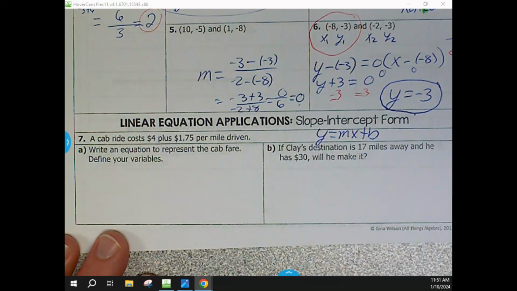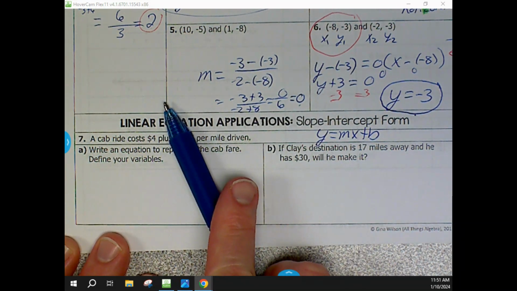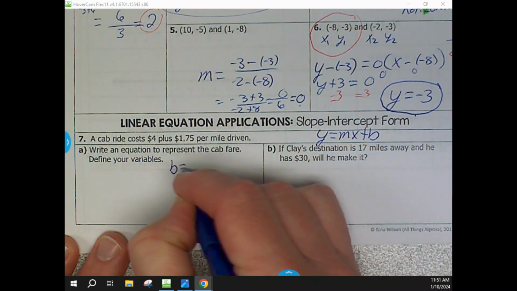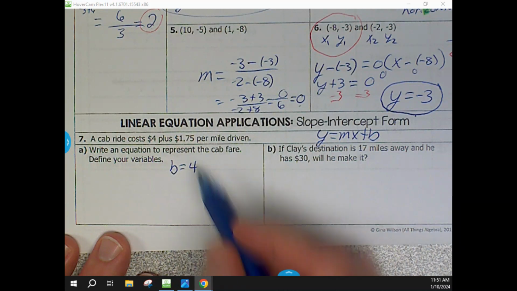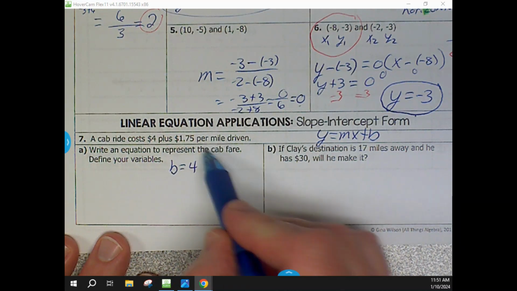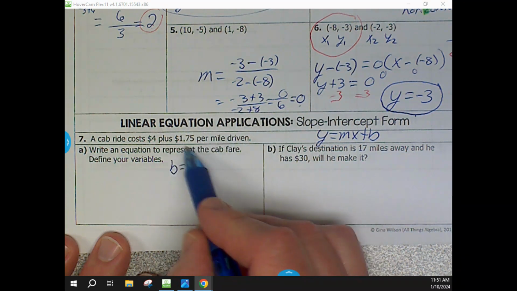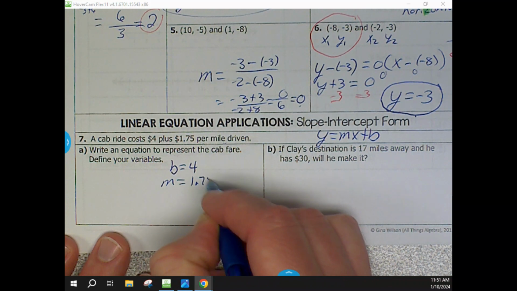Okay, so if you don't go any miles, let's say you only go like a foot, it's going to cost you $4, right? So the beginning amount you've got to pay here is $4. And then your slope, so for every mile you go over, you got to go up $1.75 in your pay. So this $1.75 per mile, that's basically like your slope.